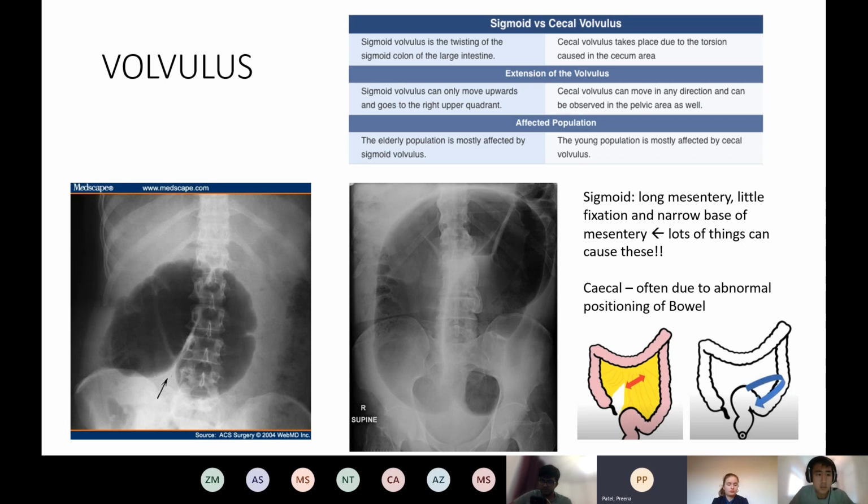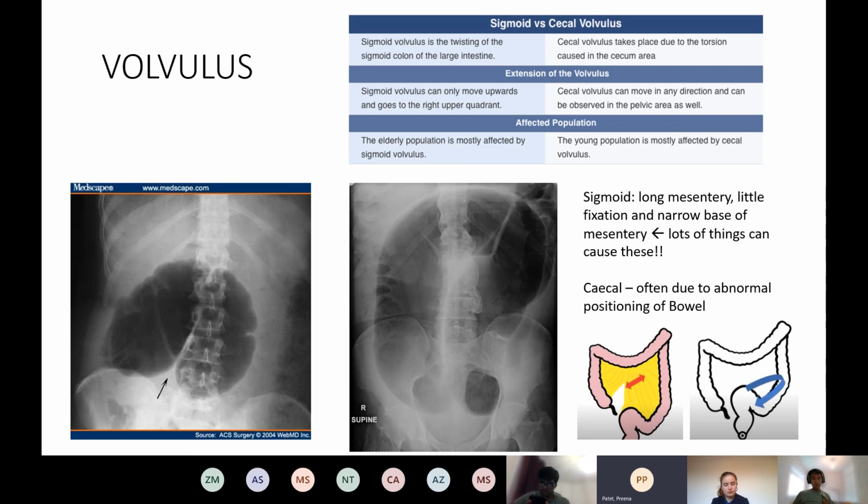If it doesn't, it's cecal. But both of these pictures to me look like coffee beans. And the way you can kind of tell is you follow the center of the dilation. So on the left-hand picture, you can see that there's an arrow pointing to the center of it, and you can see that it goes from right lower quadrant to left upper quadrant. And that means that it's started in the right lower where your cecum is and moved up.